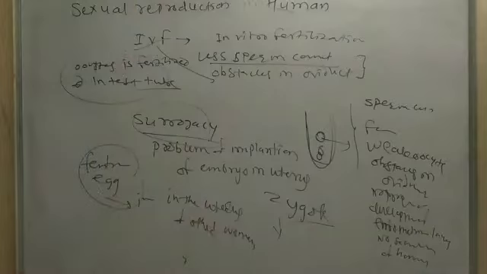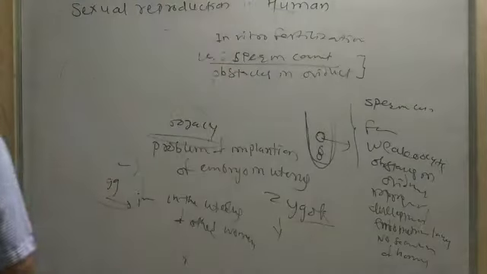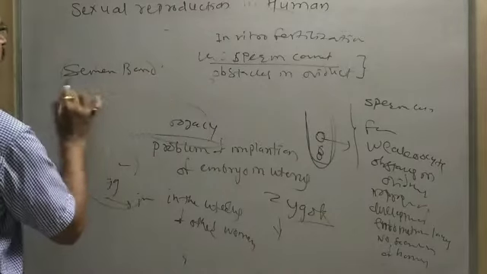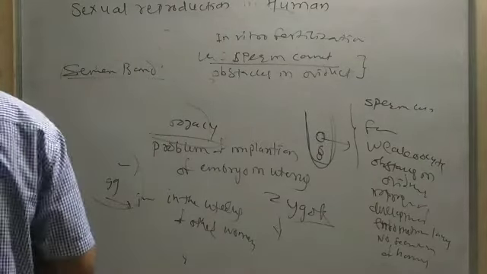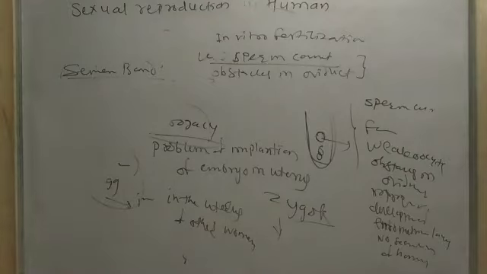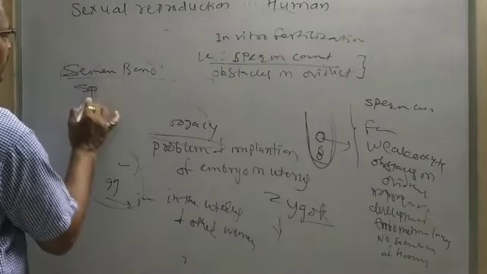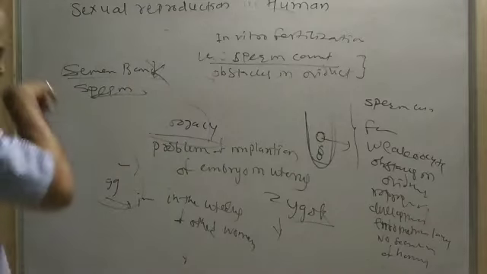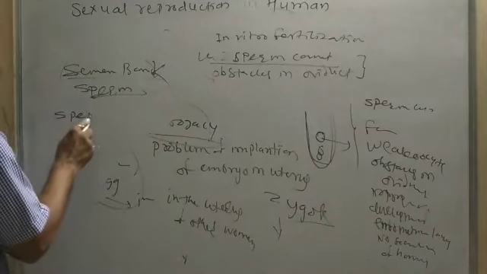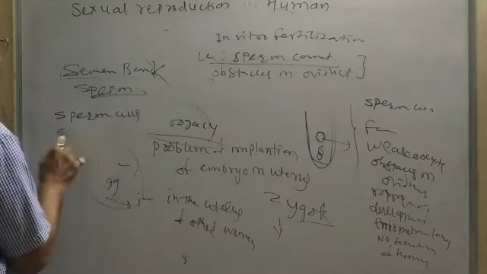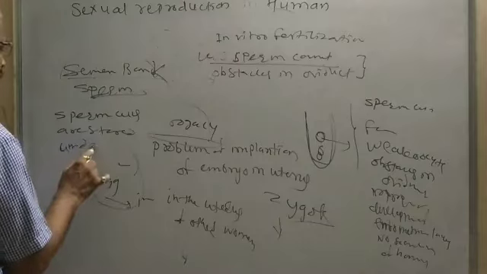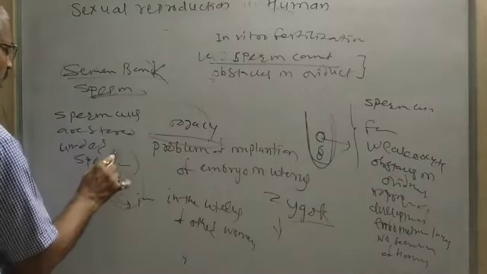That's why a new concept has now been developed, that is the semen bank. In this semen bank, what is done? Do you know? The semen bank is also called a sperm bank. In a semen bank or sperm bank, sperm cells are stored under a specific temperature.